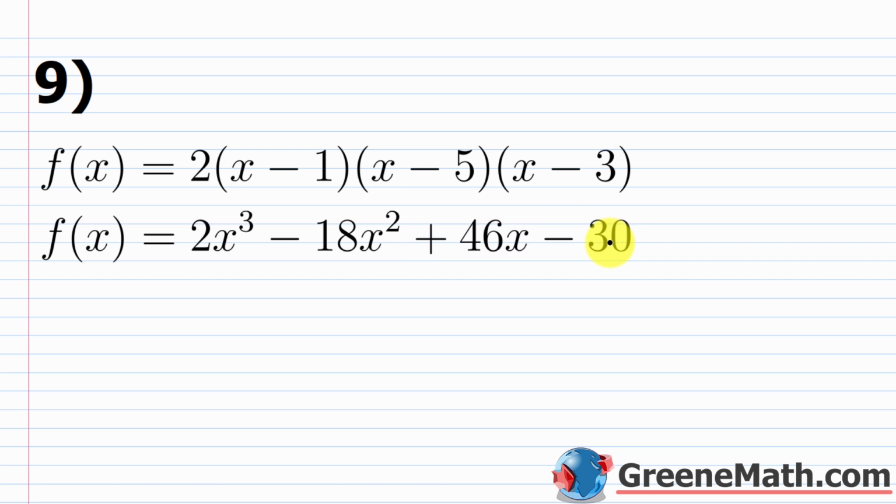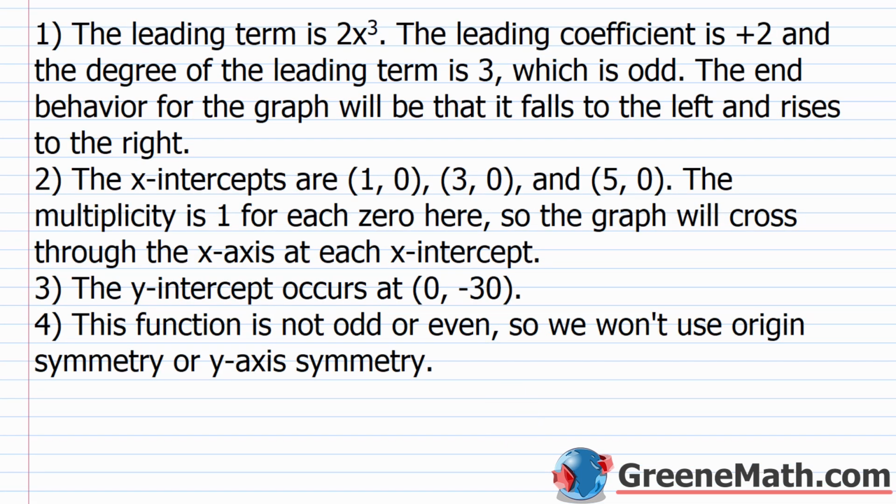So if you want to sketch the graph of this guy, again, the first thing you would think about is the end behavior. So you have this 2x^3 as the leading term. And so I have all this written out so I can just go through it quickly. We said the leading term is 2x^3. The leading coefficient is positive 2. And the degree of the leading term is 3, which is odd. The end behavior for the graph will be that it falls to the left and rises to the right. Again, for this one, you could just think about, well, what happens for f(x) = x^3? Or what happens to f(x) = x? Something like that. Then I have the x-intercepts.